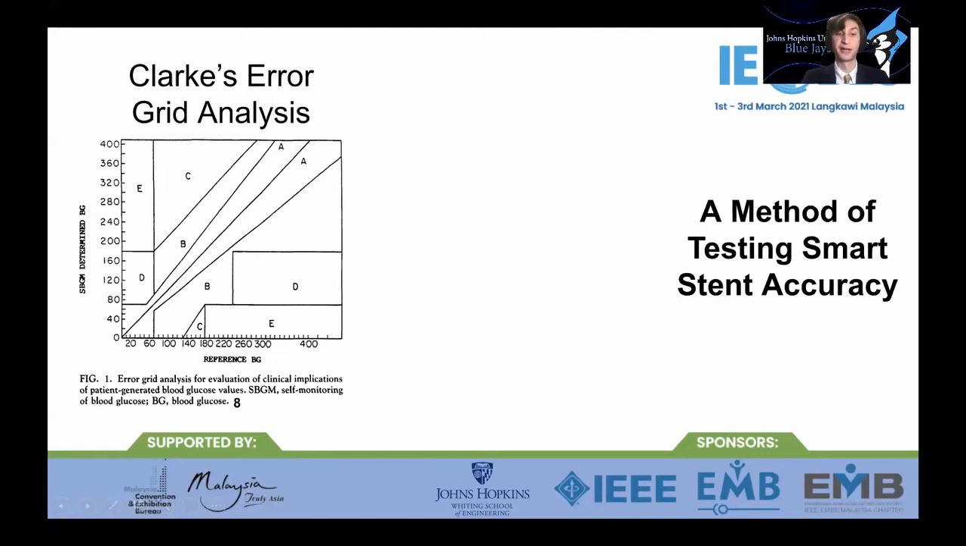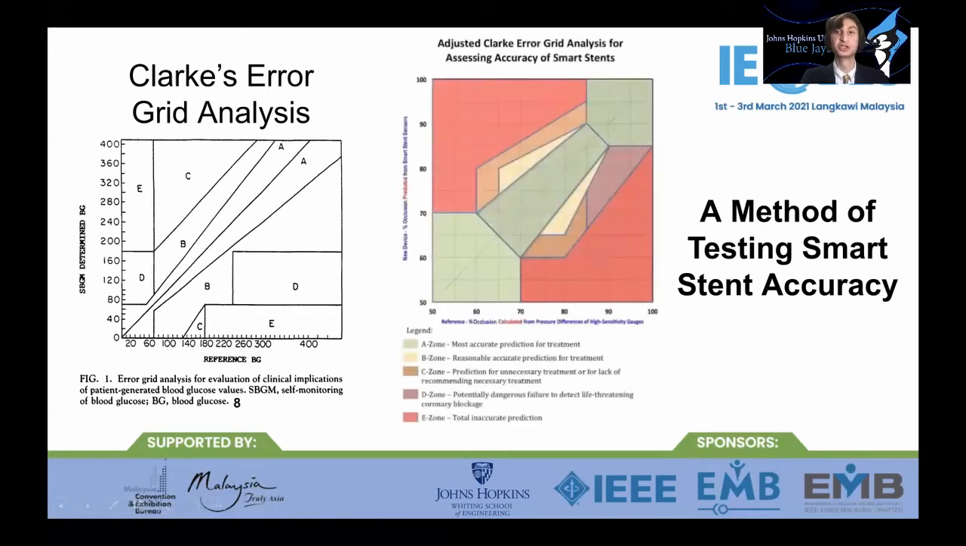To do this, I modeled my accuracy test after Clarke error grid analysis, which is the gold standard accuracy test for blood glucose monitors. In this test, there is a reference blood glucose monitor that is expensive and highly validated on the x-axis. On the y-axis, there is the commercial device, and the closer to the 45-degree angle, the more accurate the device is. This is near the A zone and goes all the way until the E zone, which is a completely inaccurate device. With this, I developed the adjusted Clarke error grid analysis for smart stents with the same A through E zoning, including a D zone, where there's a life-threatening coronary blockage, but the smart stent is reporting otherwise.